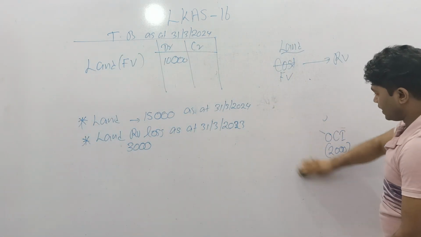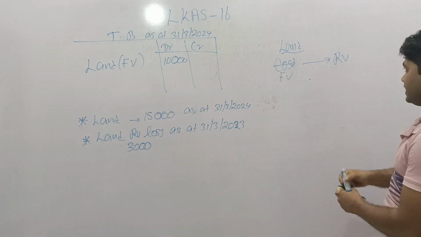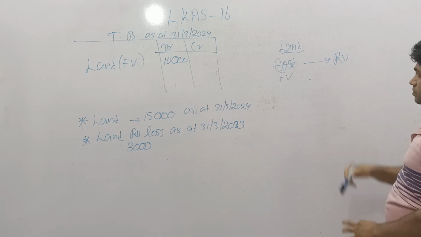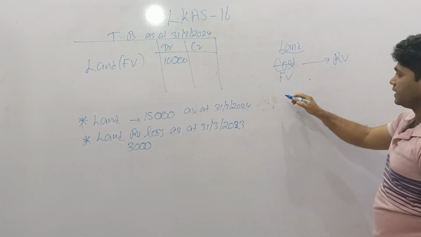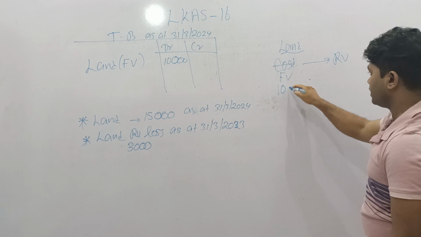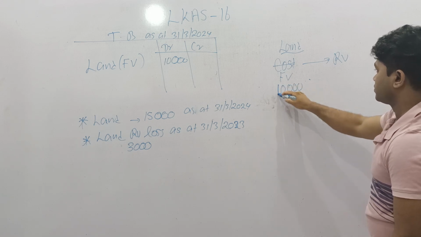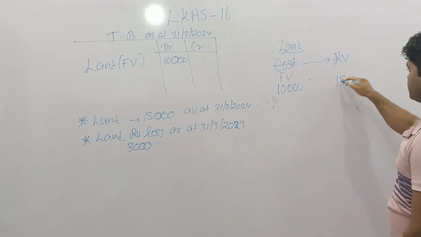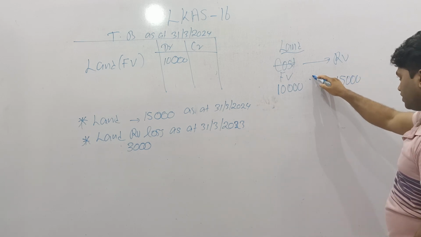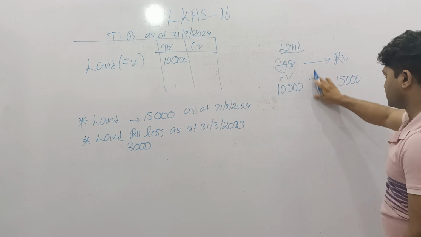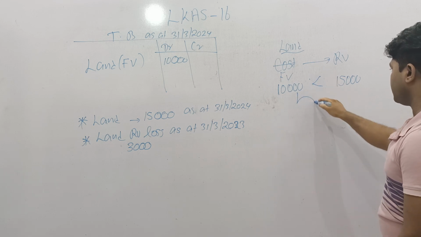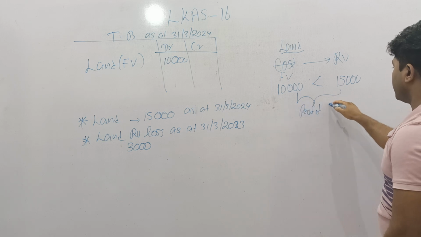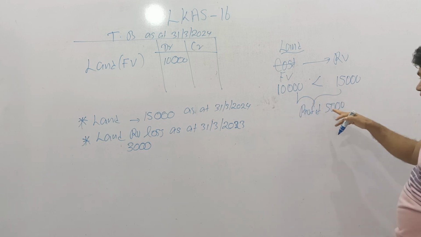Think how to calculate and how to record. Land is an undepreciated asset. Normally the cost value should be compared with revaluation amounts, but the cost value is not given. It has given the fair value, that is the previous year revaluation amount. It should be compared with this year's revaluation amount, equal to 15,000. Therefore, this year's revaluation amount is higher than the previous value. Therefore, second time profit. This year's profit equals 5,000. Now think how to record this year's profit.